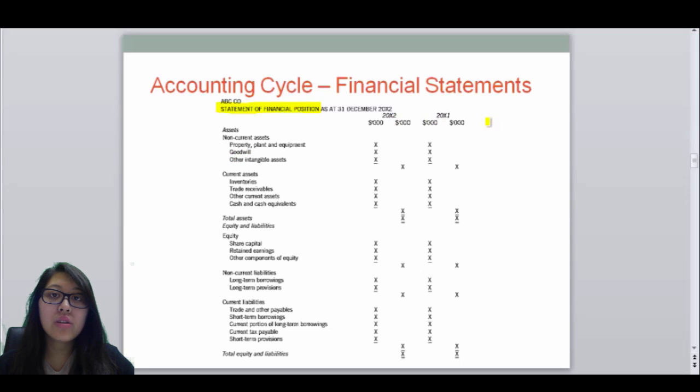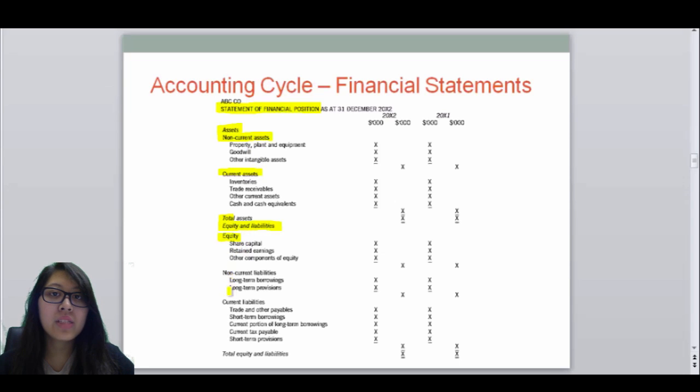But what is generally included would be a comparative in which the previous year's financial position is included to compare with this year's financial position. Other contents that should be in there would be assets, equity and liabilities. Assets are then split into non-current and current. Non-current is long-term and current is short-term. I will be discussing these in more detail in a while.